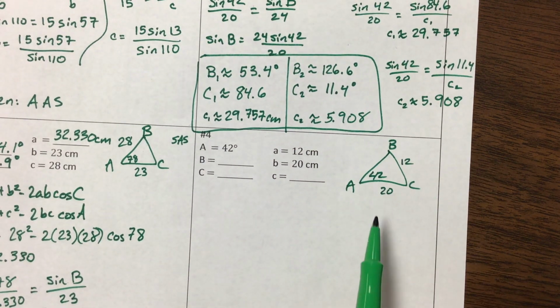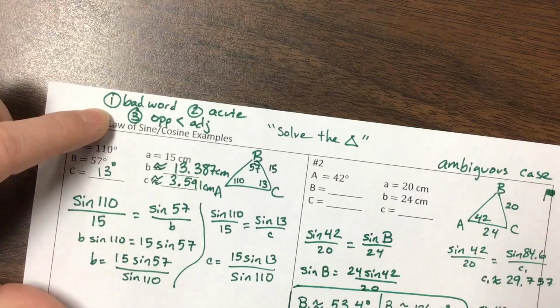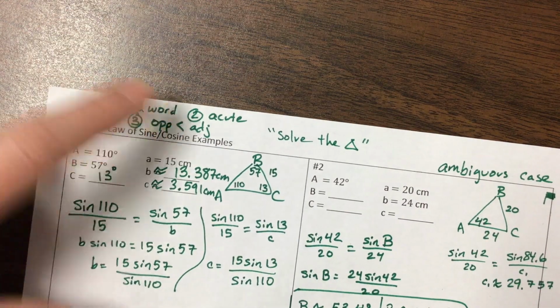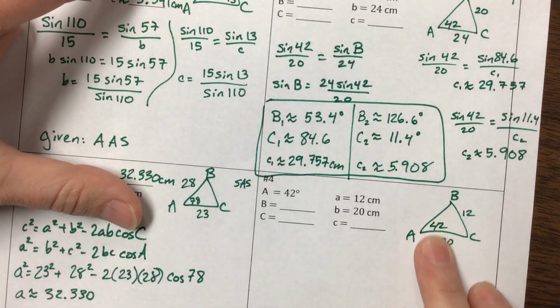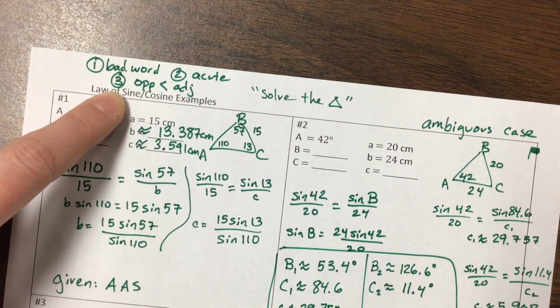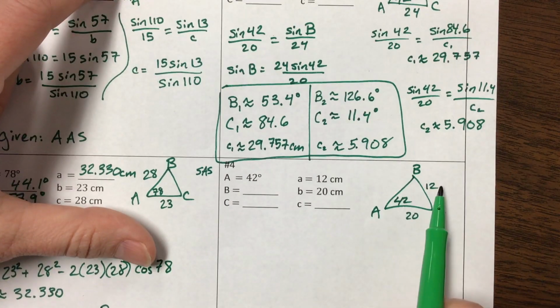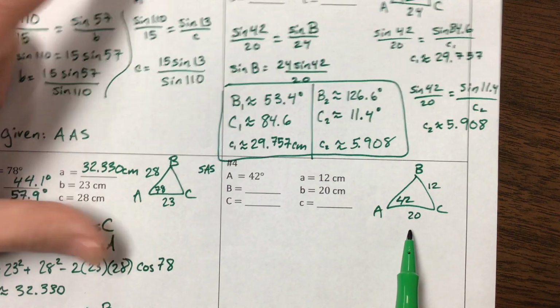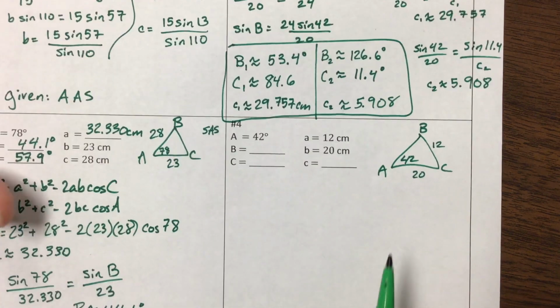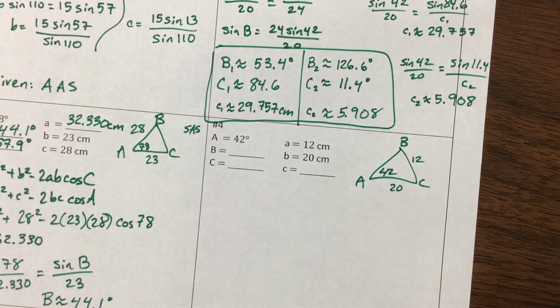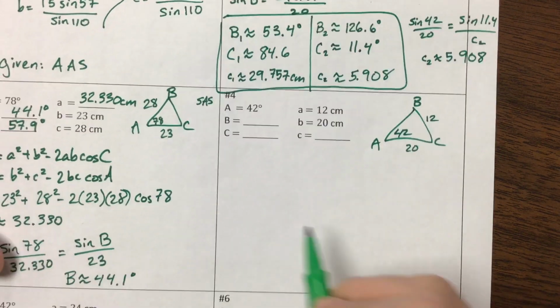So if you remember from our previous videos, we wanted to see, okay, first of all, it's the bad word. Second of all, it's acute. Yes, that angle is acute. Third, is the opposite side smaller than the adjacent side? The opposite side is smaller than the adjacent side. It is. Okay, so we're either going to have 2 triangles or no triangle at all. So let's see what happens here.